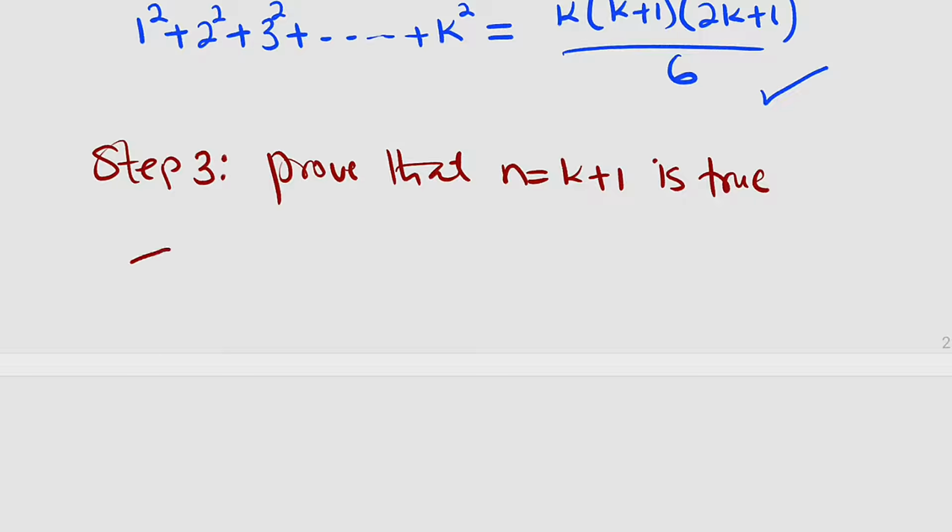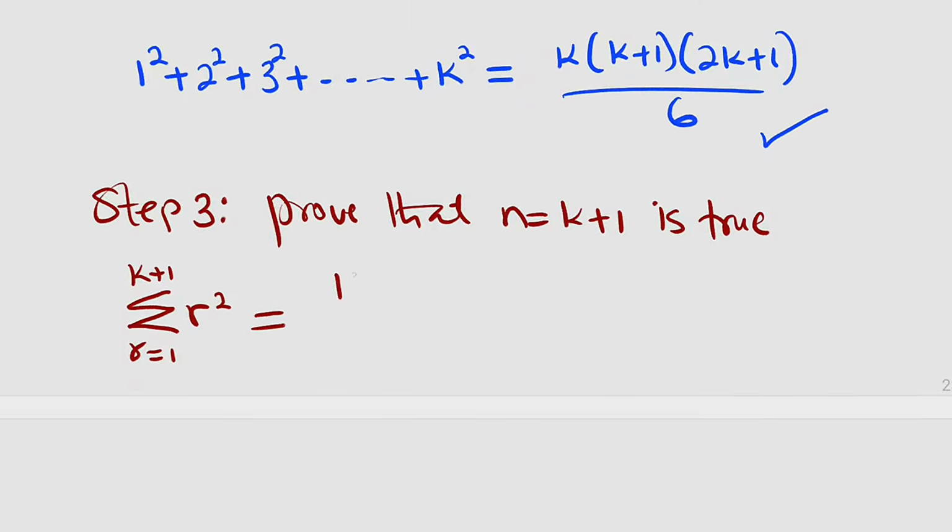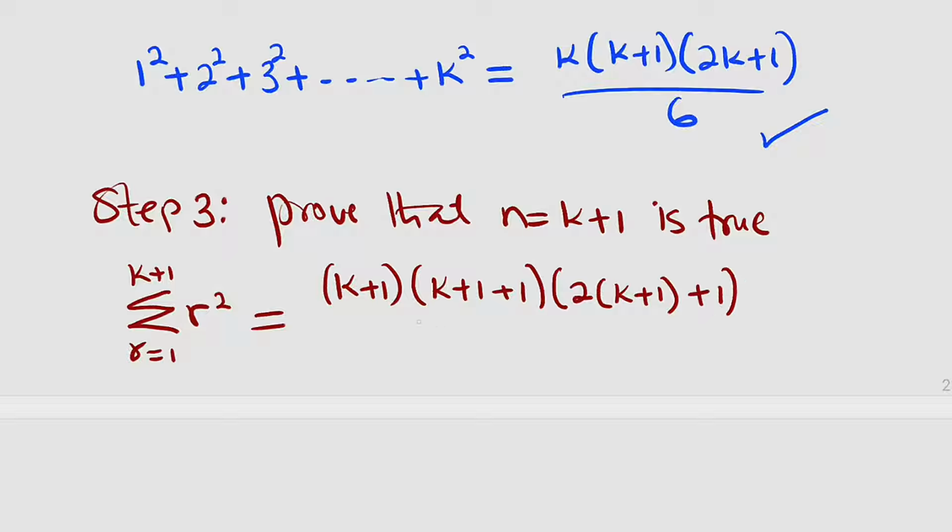So we're going to have a summation r squared, r from 1 to k plus 1. And this is equal to, wherever we have n, we are going to substitute it with k plus 1. So we have k plus 1 multiplied by n plus 1, that is k plus 1 also plus 1. Then we multiplied by 2n plus 1, that is 2 multiplied by k plus 1, for which k plus 1 is equal to n plus 1. The whole of this divided by 6.